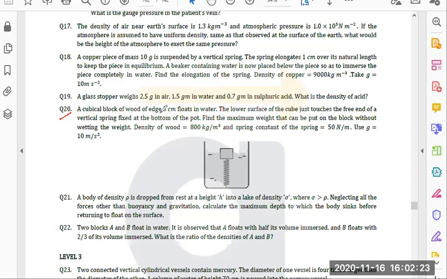A cubical block of wood of edge 3 centimeter floats in water. The lower surface of the cube just touches the free end of the vertical spring at the bottom of the pot. Find the maximum weight that can be put on the block without getting submerged. I think we have solved a problem exactly like this, yes or no? This same question we have already discussed. How many of you remember this?